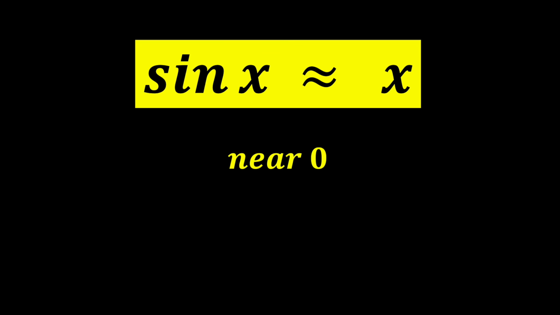So this is not just a memorized trick. In radians, the geometry of the unit circle forces sine x over x to approach 1. And that is why sine x is almost equal to x near 0.